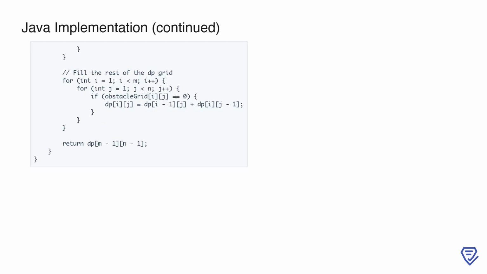Finally, after populating the entire DP grid, the bottom right corner of the grid, DP[m-1][n-1], holds the total number of unique paths that can be taken to reach the destination while avoiding obstacles. We simply return this value as the result of our method.